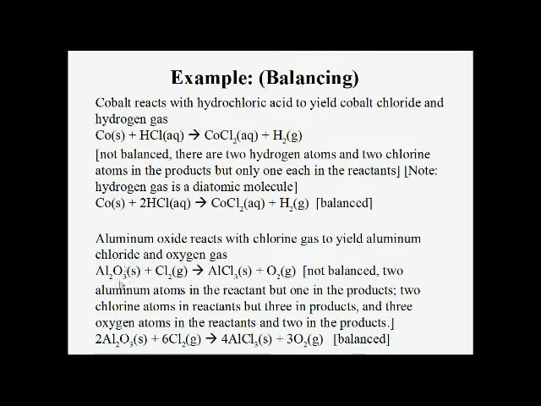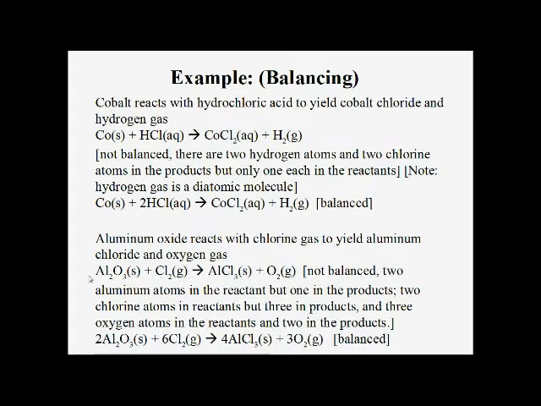Again, we have this 2 and the 3. So to find the common factor there is going to be 2 times 3 is 6 again. So that means you put a 2 in front of the aluminum oxide and a 3 in front of the oxygen. So we balance chlorine, we balance oxygen, we check the aluminum.